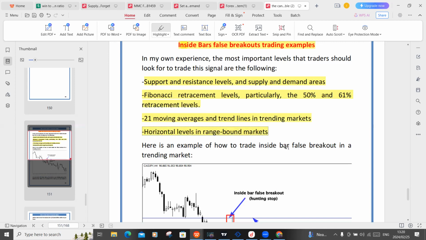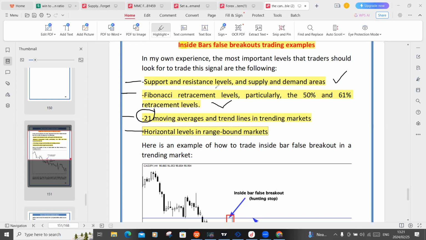Here's an example of how to trade the inside bar false breakout in a trending market. So before we go down, I just want to explain these notes stated here. Support and resistance level, supply and demand. We've gone through this in greater detail. The fib retracement, we've gone through this, and the 21 moving average.